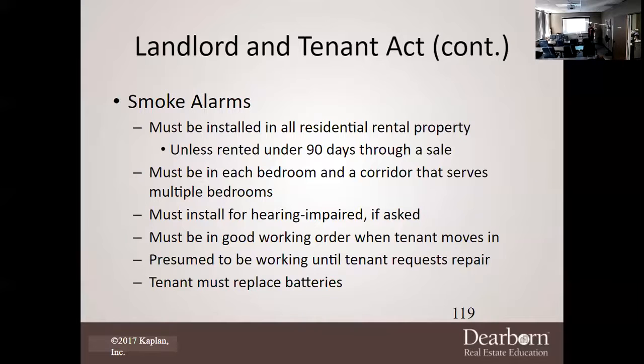Okay, so if I move into your property, Miss Linda, and it was working at the time I moved in, I'm covered, or you're covered. But it is now my responsibility to do what? I must replace the batteries, but if the batteries don't fix the problem, then what do I have to do? I have to contact you as my landlord to come fix it. Right. Okay, but my only duty is what? Just replace the batteries.